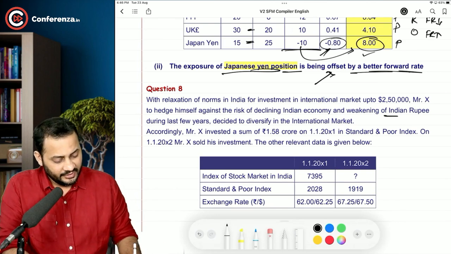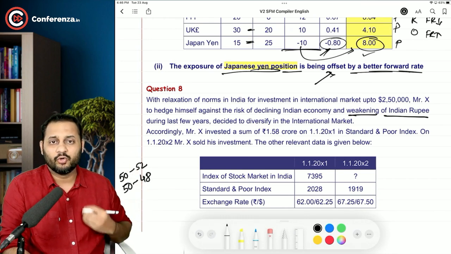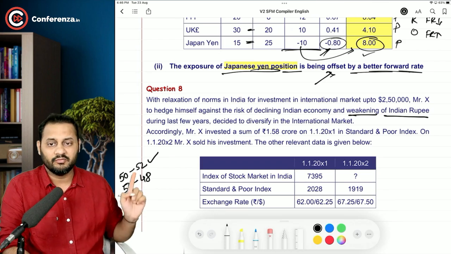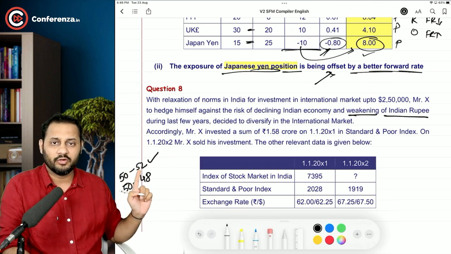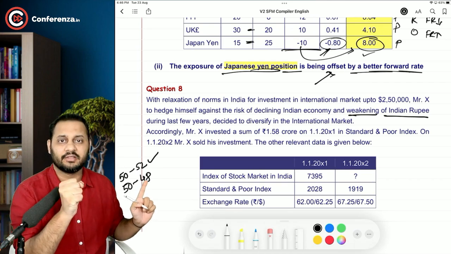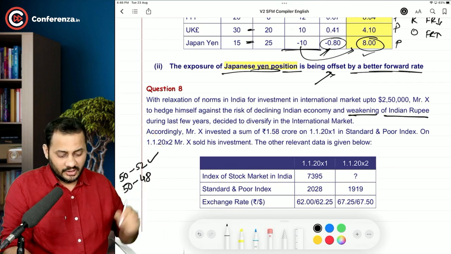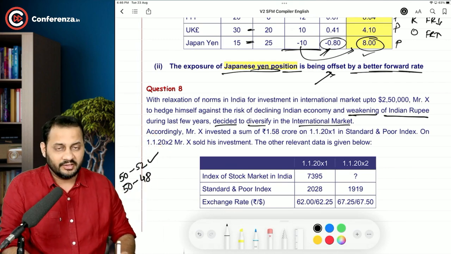When do you think the Indian rupee will weaken? See, if the rate today is 50 rupees per dollar and it is going to 52, and if the rate today is 50 and it is going to 48, in which case do you think the rupee will weaken? In this case, the rupee will weaken because you have to pay more rupees to buy the same asset. In this case, you have to pay a lesser amount of rupees as compared to the previous one. So in this case, the rupee value has strengthened. Okay, so due to the weakening of the Indian rupee during the last few years, he decided to diversify in the international market.